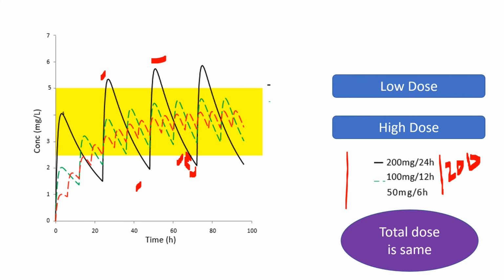So in this case, if you ask me which regimen I would pick, the answer is 100 milligram 12 hourly, because it is between the toxic dose and the effective dose. The 50 milligram 6 hourly remains the same. But the point is that there will be less compliance from the patients if you ask the patient to take the drug 6 hourly.